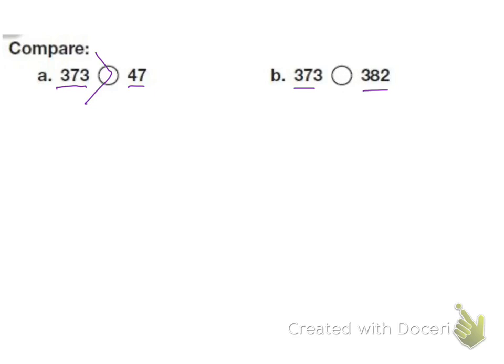Now I have 373 and 382. When I compare whole numbers with the same number of digits, we consider the place value place by place. So we start off with the hundreds place, and both of the hundreds place start with 3, so that doesn't help me. And then we look at the tens place. I have a 7 and an 8. Well, I know that 8 is greater than 7, so 382 has to be greater than 373.